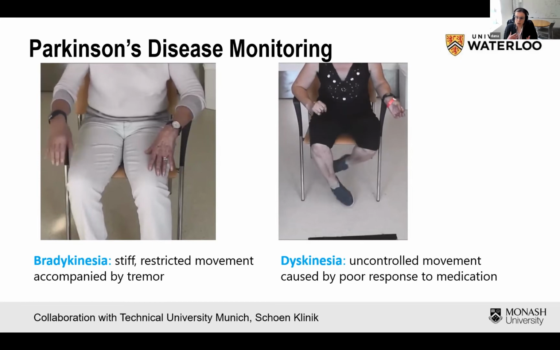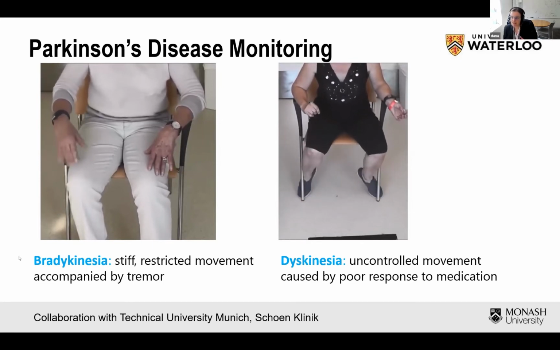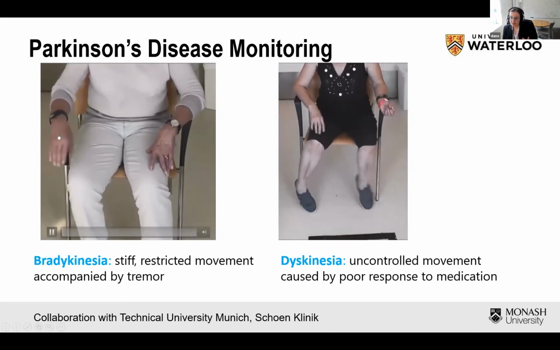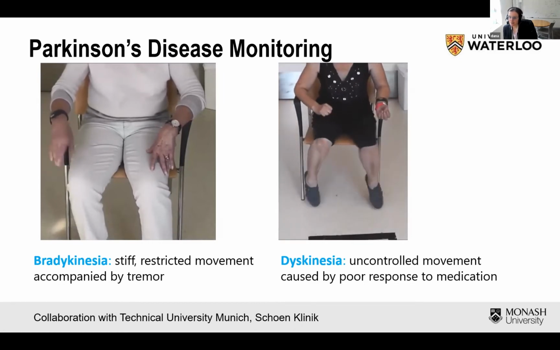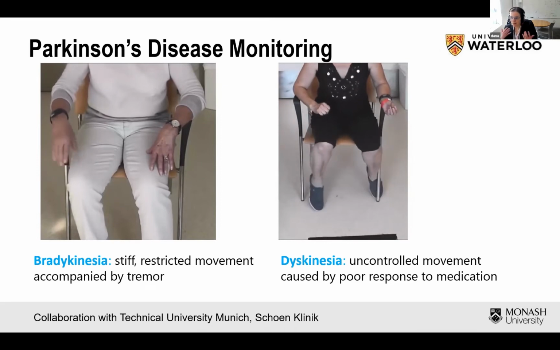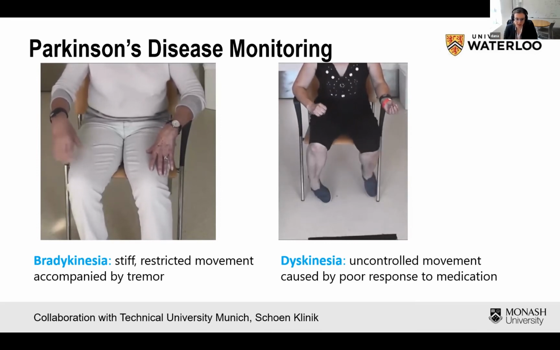And then we also might have challenges with observability with respect to the label. You can see in this case, this patient has a significant tremor on her right hand, but if she happened to be wearing that sensor on the left hand, there may be significant tremor, but we may not be able to detect it because of where the sensor is located.